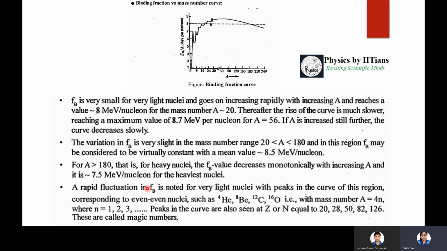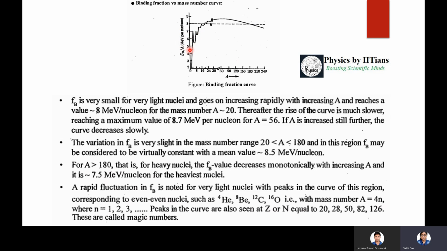A rapid fluctuation in FB is noted for very light nuclei, where the increase is rapid, with peaks in the curve in the region corresponding to even nuclei. So binding energy or EB by A is higher means these nuclei are highly stable. Like which nuclei are highly stable? Where there are peaks in this graph. So in this curve, like helium-4, beryllium-8, carbon-12, oxygen-16 with mass number A equals to 4n, where n equals 1, 2, 3, peaks in this curve are also seen at Z and N equals to 20, 28, 50, 82, 126, and these are called the magic numbers.